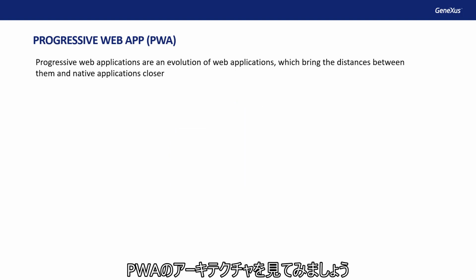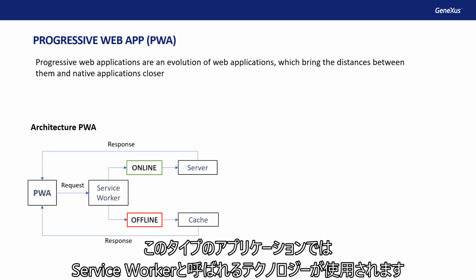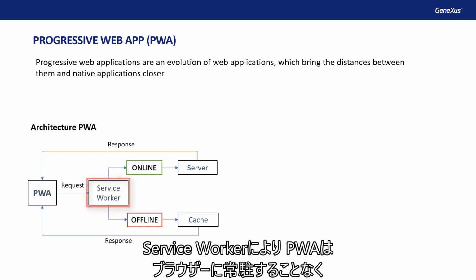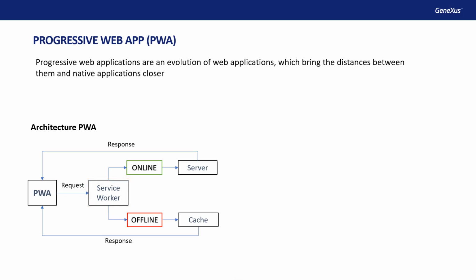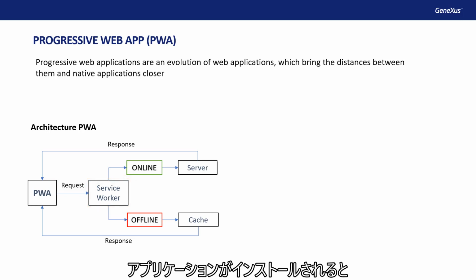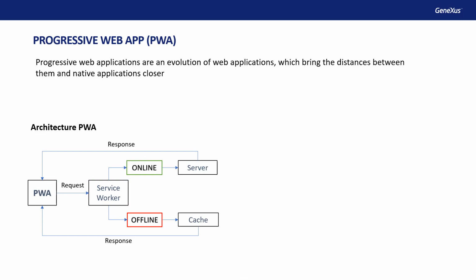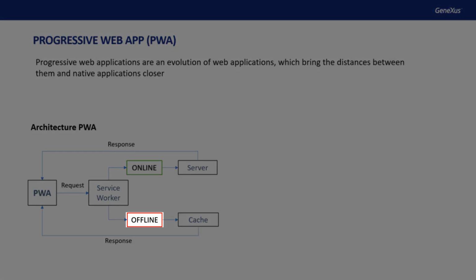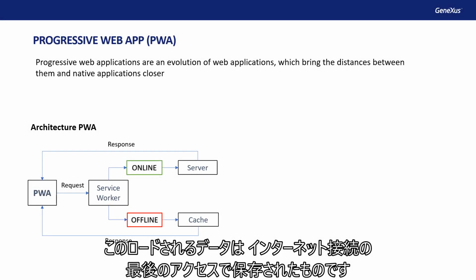Let's look at the architecture of PWA. These types of applications use a technology called service worker. Service workers allow PWAs to run in the background without the need to reside in the browser. When the application is installed, the service worker is also installed together with its cache in the browser used. This will allow for offline use of the application, because it loads the content from the cache. This loaded data was saved in our last access with internet connection.